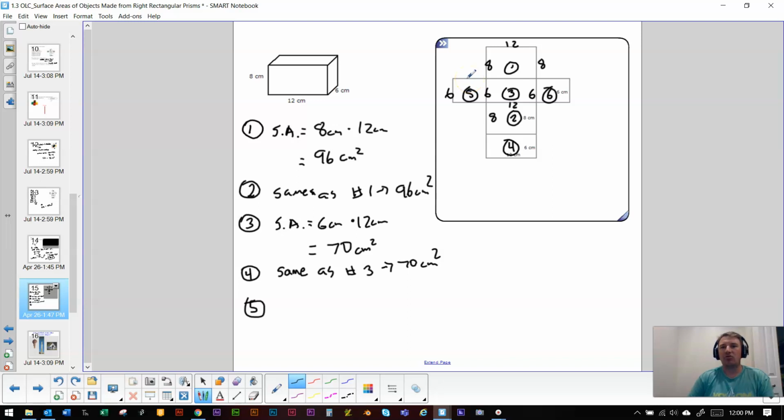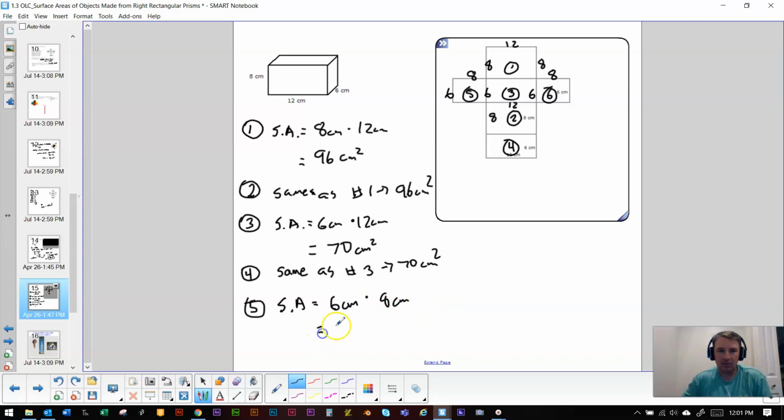We haven't noted what that is, but if we think about folding this up, straight up, into a box, right now it's lying down, let's fold it up. It has to meet this one when it folds up too. So if that one comes together with it, it must mean that this is the exact same as that. So this would also be 8, as well as this part over here, 8. So for number 5, we've got 6 by 8. So SA equals 6 centimeters times 8 centimeters.